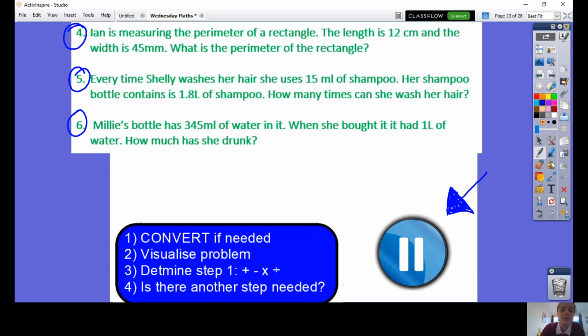Don't forget that you need to convert, visualize, and determine your step. And remember, if you need to, you can always look at the piece of paper from yesterday where you wrote down all of your conversion facts in order to help you. Please pause the video now and answer these 3 questions.